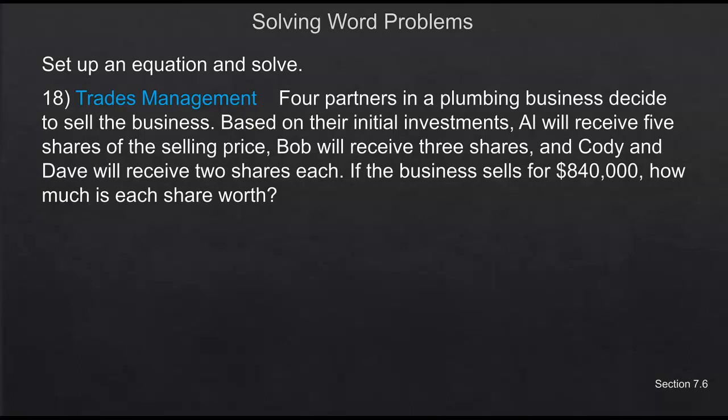Okay, trades management. 4 partners in a plumbing business decide to sell the business. Based on their initial investments, Al will receive 5 shares of the selling price, Bob will receive 3 shares, and Cody and Dave, excuse me, will receive 2 shares each. If the business sells for $840,000, how much is each share worth?